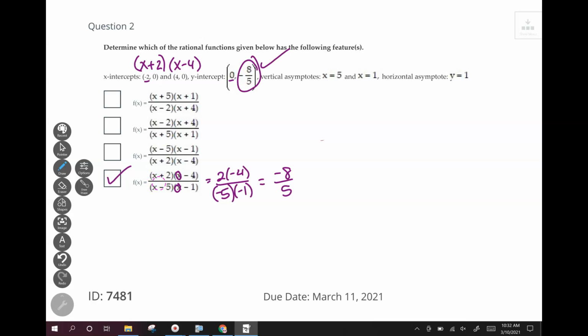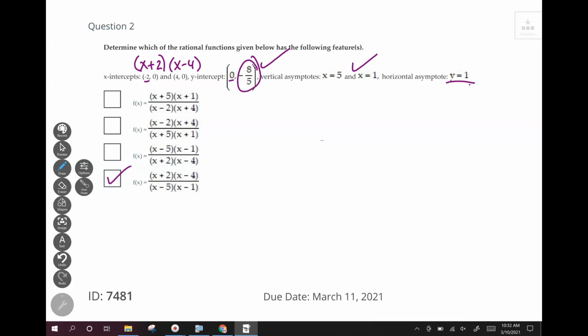Vertical asymptotes, those come from the denominator being 0, right? So set your denominator equal to 0. That would give me x equals 5 and x equals 1. Perfect. So set those factors equal to 0 and solve for x.